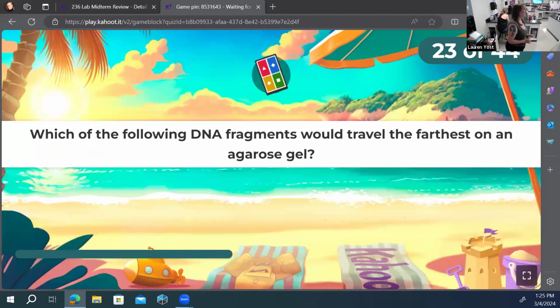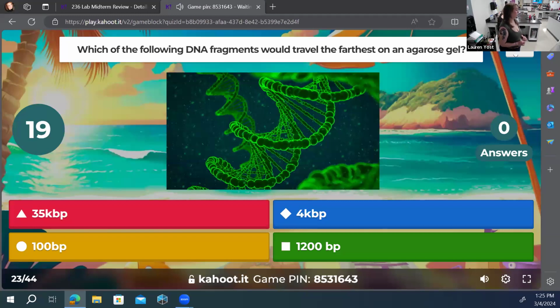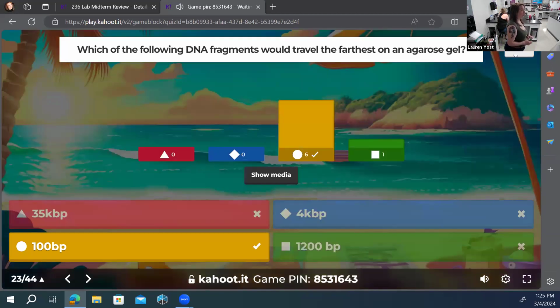All right, which of the following DNA fragments will travel the farthest on an agarose gel? Okay, so on this one, it's going to be the 100 base pairs, and you guys pretty much got that right. But keep in mind that the reason for that is that the smallest ones are going to be able to travel faster through the gel because the bigger ones get caught up. It's easier for the small guys to get through.